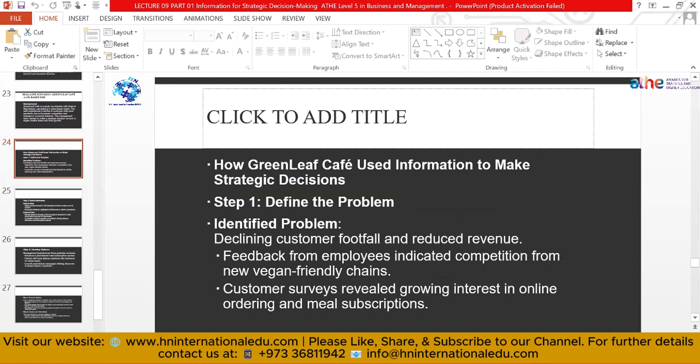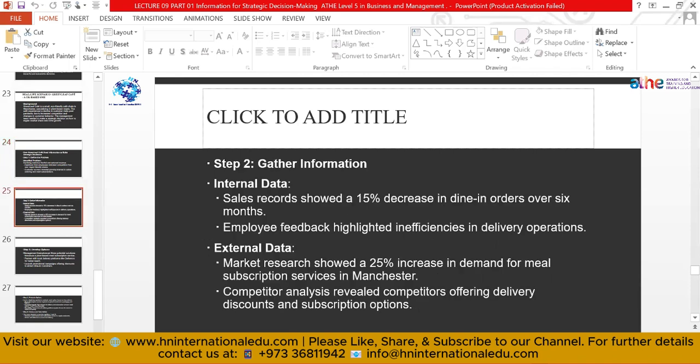Step one is obviously defining the problem, that is declining consumer footfall and reduced revenue, two issues. Feedback from the employees indicated competition from the new vegan-friendly chains. Consumer surveys revealed growing interest in online ordering and meal subscriptions. That is the problem of many of the organizations nowadays.